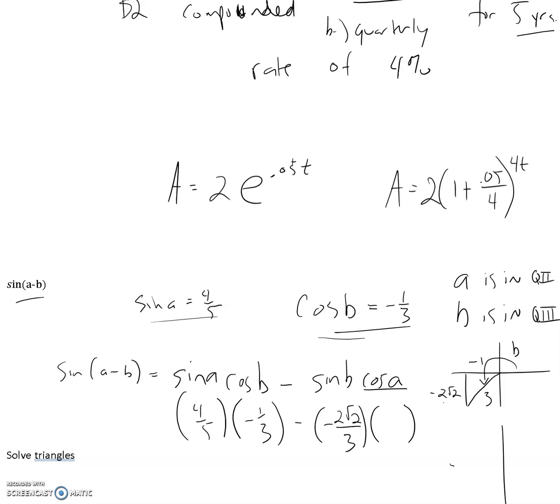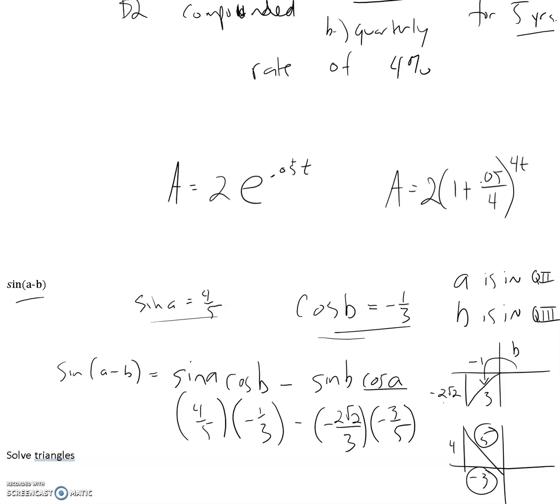Cosine a, same thing. I draw a picture of a. It's in quadrant 2. It has a sine value of 4/5. Pythagorean theorem. That should be -3. So the cosine of a is -3/5.